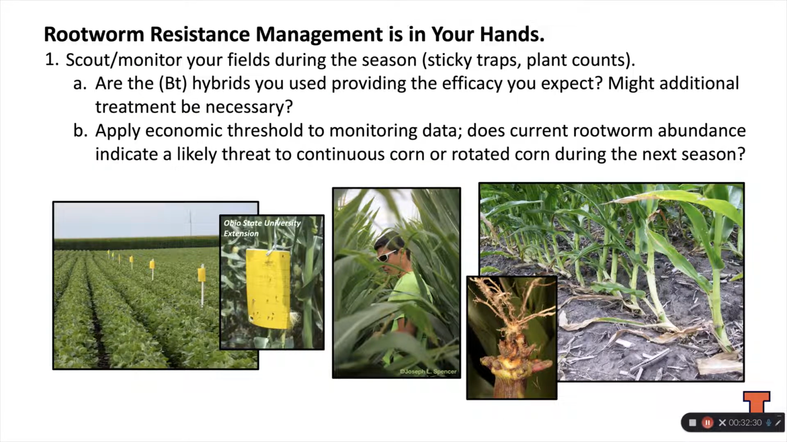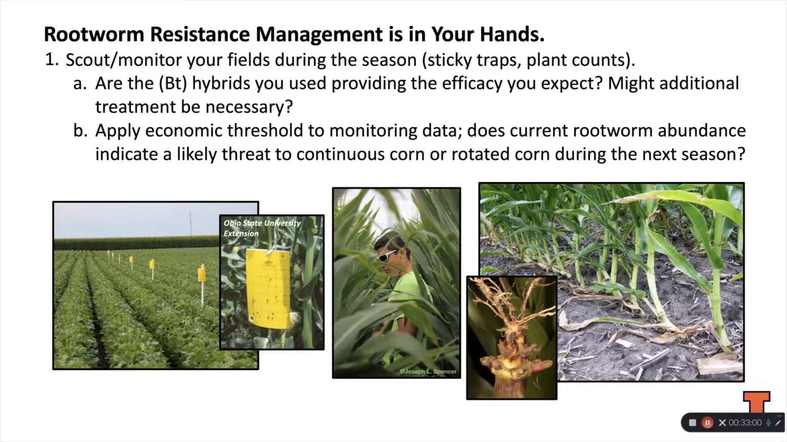So let me close by talking about some management options. Really, rootworm resistance management is in your hands. It's important to scout and monitor your fields during the season using sticky traps or plant counts, and ask yourself questions. Are the hybrids you're using providing the efficacy that you expect? Do you need any additional treatments? Maybe you have high populations and may need to spray the corn to protect silks at pollination.